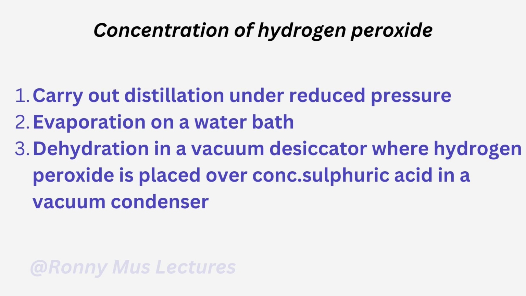And then number two, you can carry out evaporation on a water bath. And number three, you can carry out dehydration in a vacuum desiccator, where hydrogen peroxide is placed over concentrated sulfuric acid in a vacuum desiccator. Remember, concentrated sulfuric acid is a drying agent.